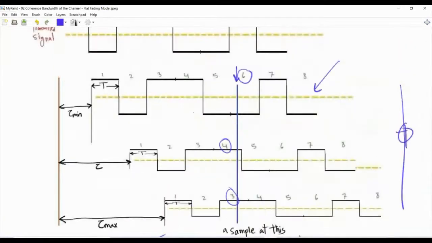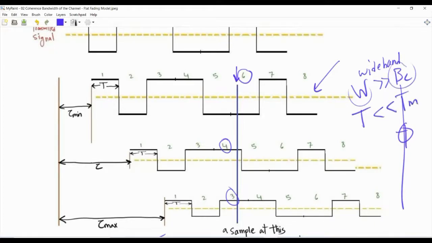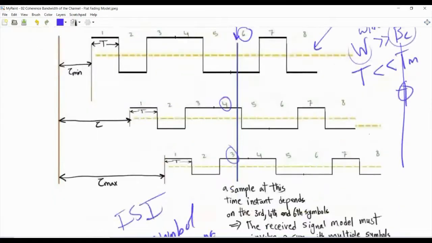So if you have a system like this, it can be called wideband. By wideband you mean that the bandwidth of the signal is much larger than the coherence bandwidth of the channel. Or in the time domain, the reciprocal of this, which is the symbol duration, is much smaller than the reciprocal of this, which is the delay spread. In this case, you have inter-symbol interference.